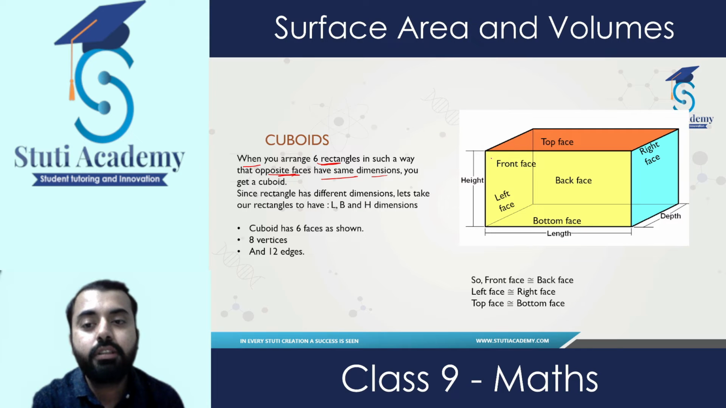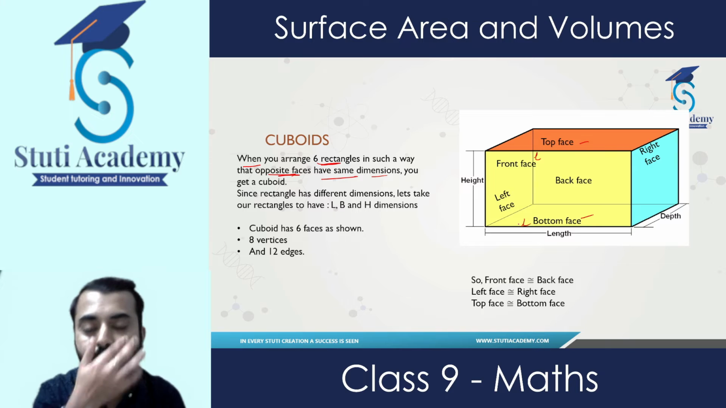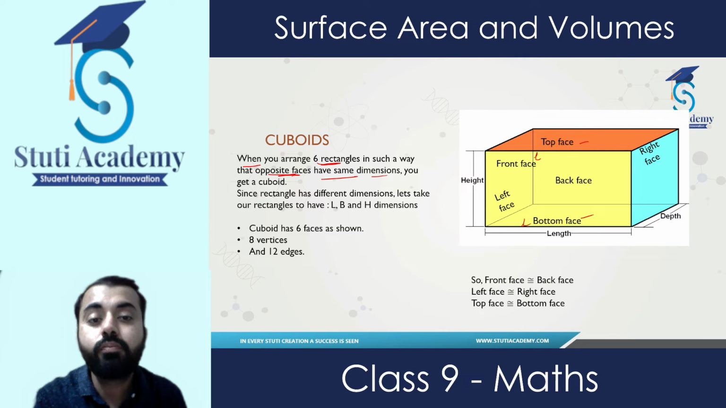The thing that I told you earlier: if you take two rectangles which are congruent to each other, let's say I put them at my top face and my bottom face, right? They must share the same common dimensions. Let's say if its length is L, the bottom face must also have L as its length. Now, if the top face has a breadth B, then the bottom face must have the same breadth, right?